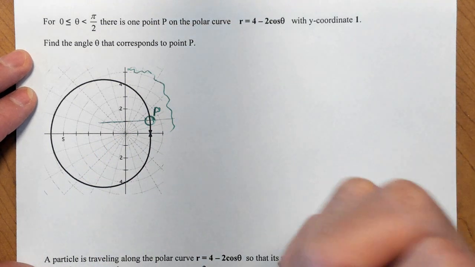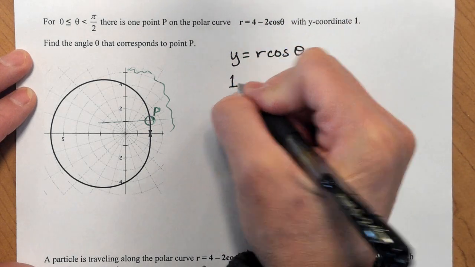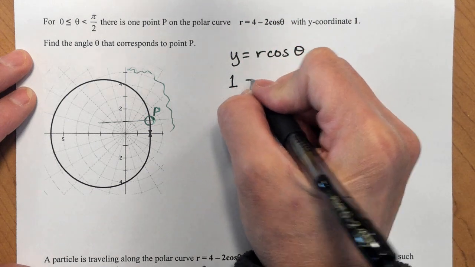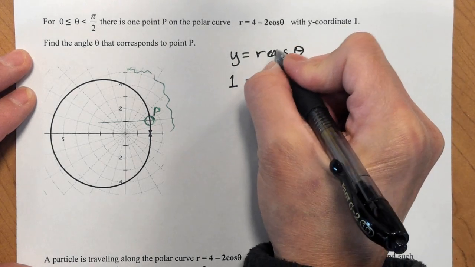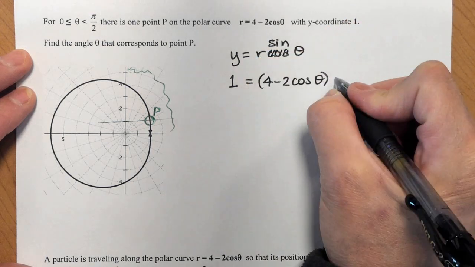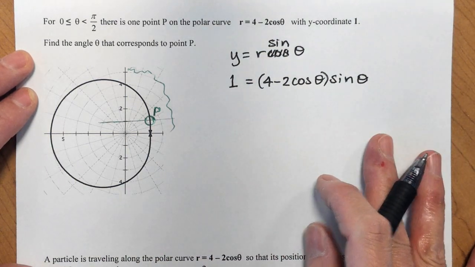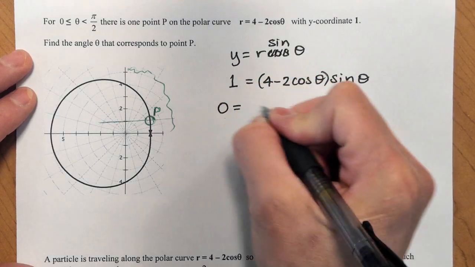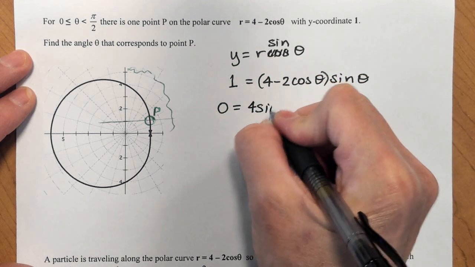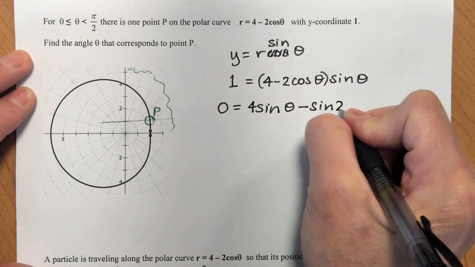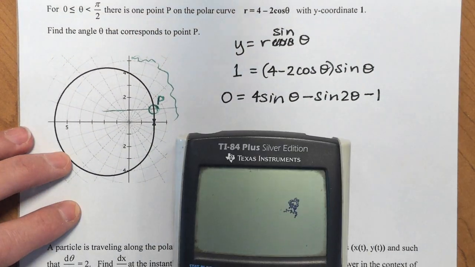Okay, so we already said that y is r cos θ. And so we want y to equal 1. 1 is 4 minus 2 cos θ. Oh, sorry, I wrote that incorrectly. y is r sin θ. Okay, good, we didn't get too far here. So we're going to use a calculator for this. We don't really need to do any simplifying. Let's just move everything over to one side. So we're going to have 4, maybe I'll multiply this out, 4 sin θ minus, remember that's sin 2θ. And then I'm going to subtract the 1 over to the other side. And now I'm going to get my handy calculator out.